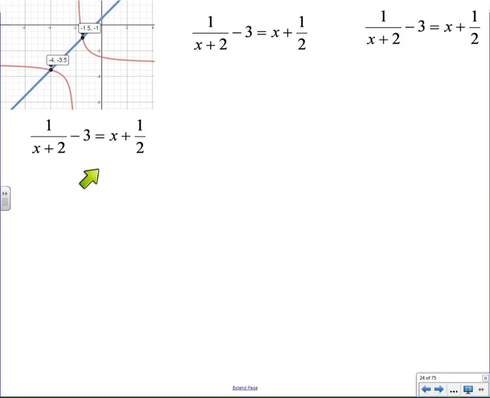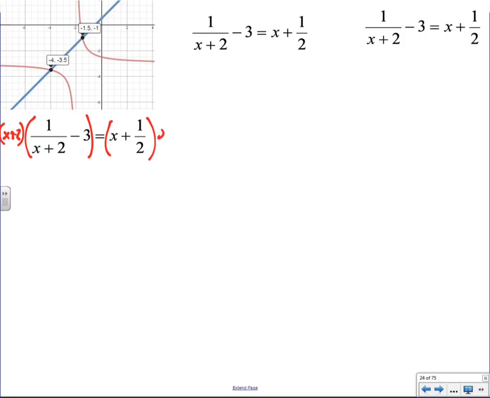I'm going to solve the equation using 3 different approaches, all using inverse and zero product rule. But before we do, we wanted to look at the graphical solution. So looking at the 1 over x plus 2 minus 3 intersecting the line x plus 1/2, we can see 2 solutions, x equals negative 1/2 and x equals negative 4. So that's all accepted, but now let's just talk about the algebraic methods.